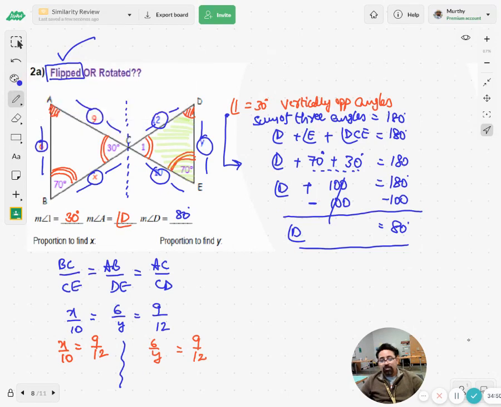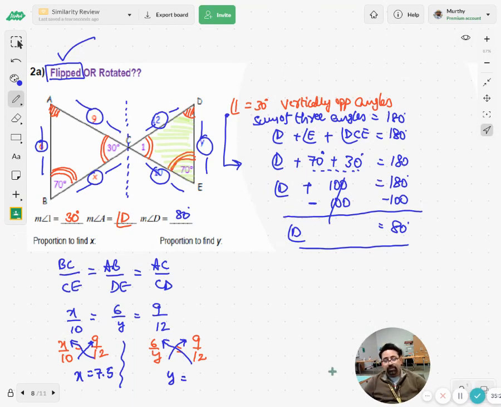So I'm not continuing, I'm leaving this problem for you to continue and compute the values of x and y. So think for a moment, and I'm going to give about a minute for you to compute. You should get the value of x equals 7.5 and the value of y equals 8.